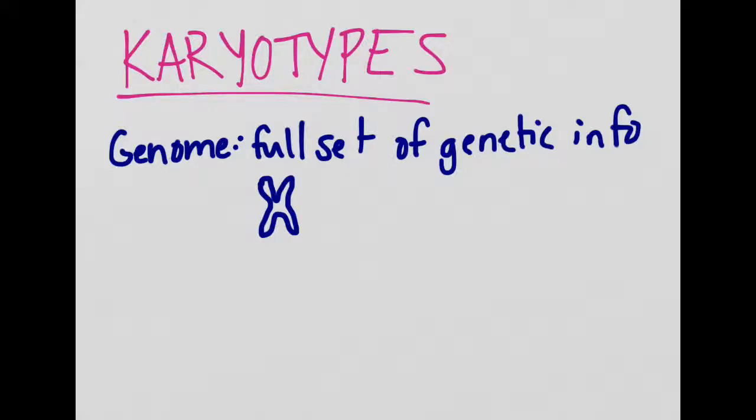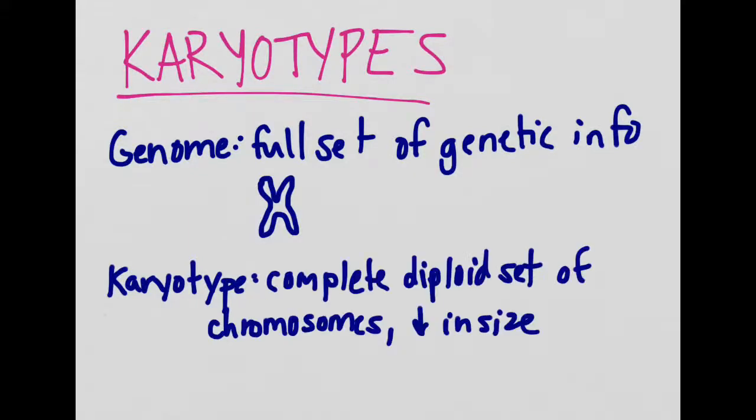Then people will cut up those pictures of the chromosomes. They cut them out from the pictures, and then they arrange them into something called a karyotype. A karyotype is the complete diploid set of chromosomes, grouped together in pairs, and then arranged so that they decrease in size. So let me show you what that looks like here.